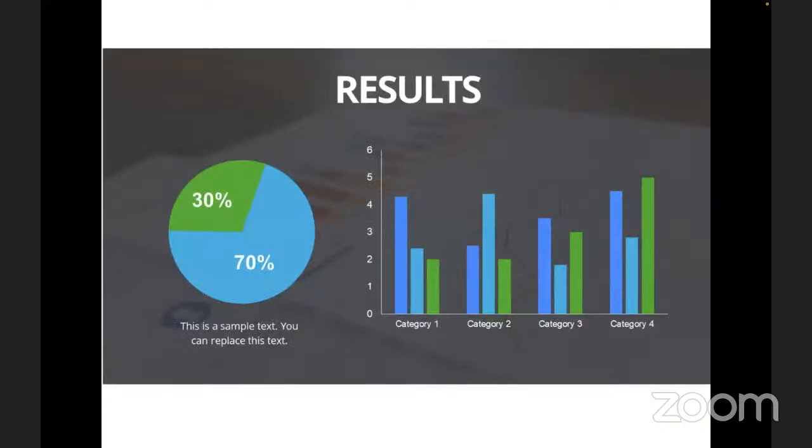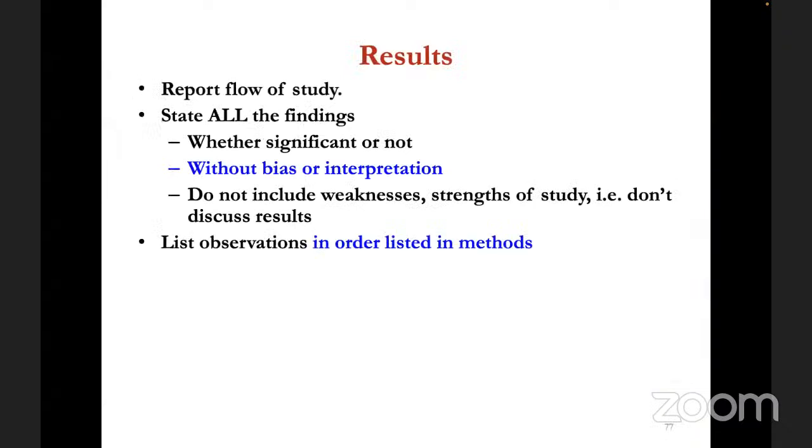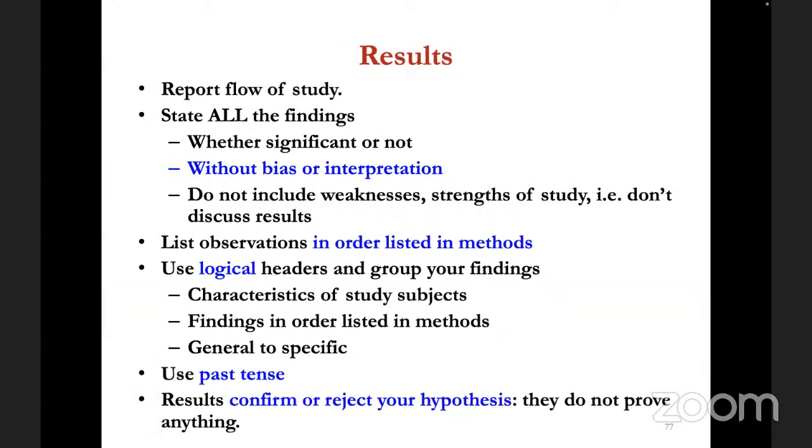The result section is a new thing which is not a part of your protocol. You need to look for the results, and if it is an RCT, always try to have a flow of study: how many patients were assessed, how many were recruited, how many completed the study, and how many analyses were done. For an RCT, we call this a CONSORT chart. Otherwise, even for an observational study, you should mention it.